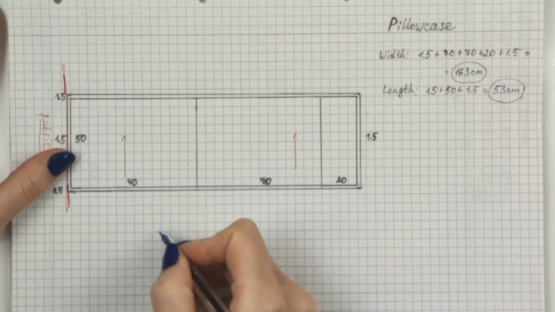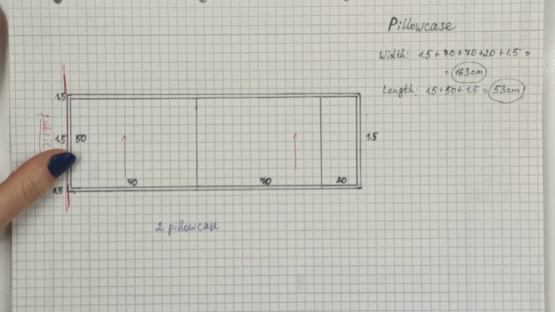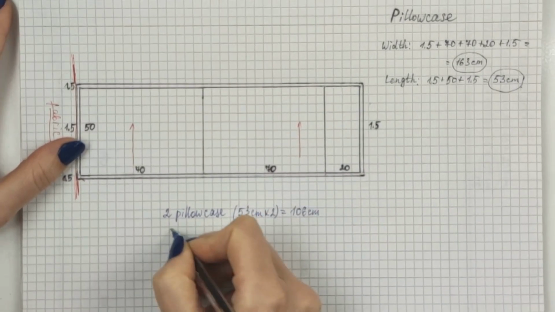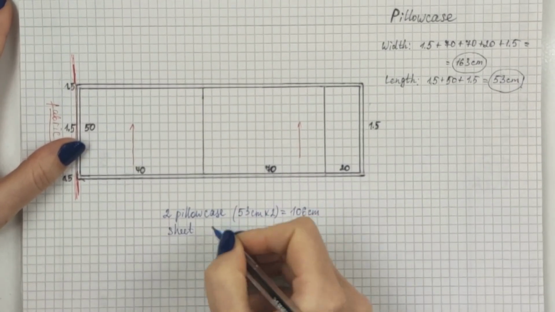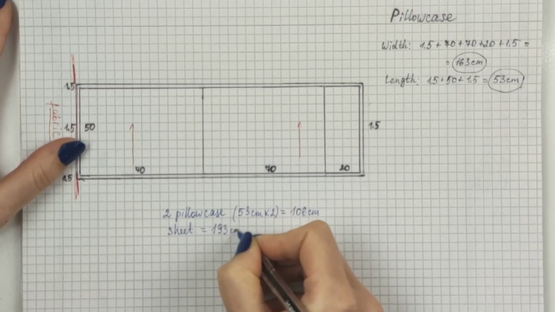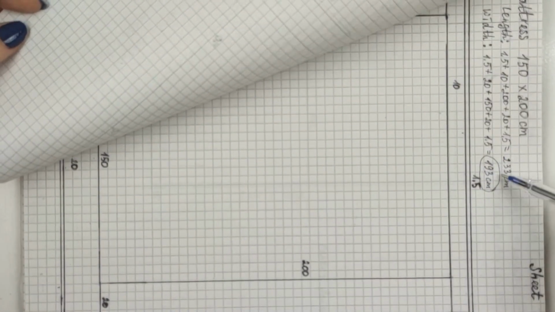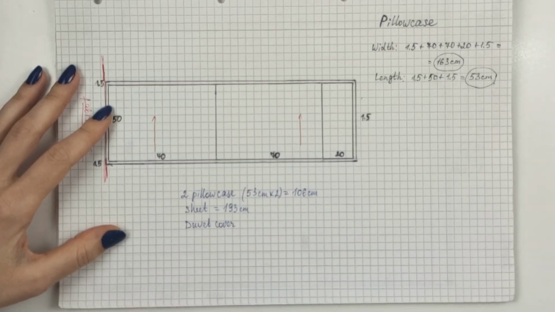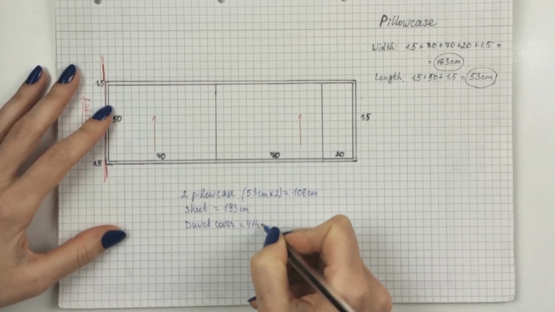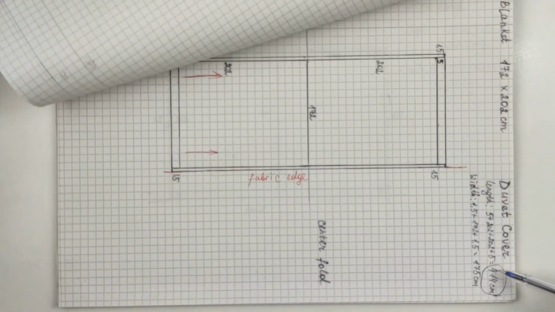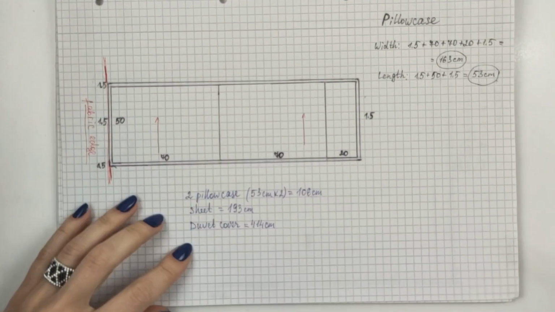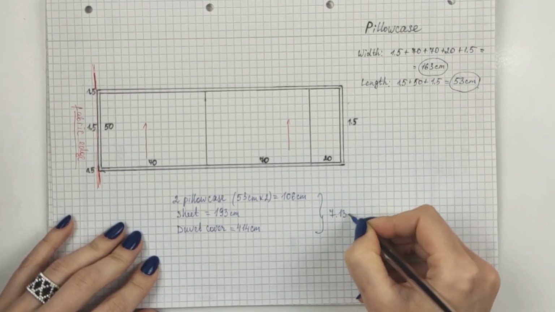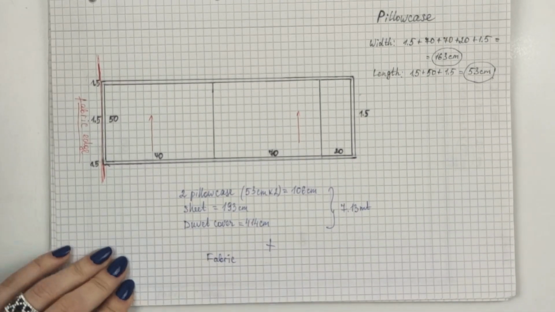Let's sum up. For two pillowcases, 50 centimeters by 70 centimeters, I'm gonna need 106 centimeters of fabric. For the sheet with a mattress of 150 by 200 centimeters, I'm gonna need 193 centimeters of fabric. And for my duvet cover of a blanket with size 172 by 202 centimeters, I will need 414 centimeters with fold in the middle. So in total, it's 713 centimeters. But we also need to add a percentage for fabric shrinkage.